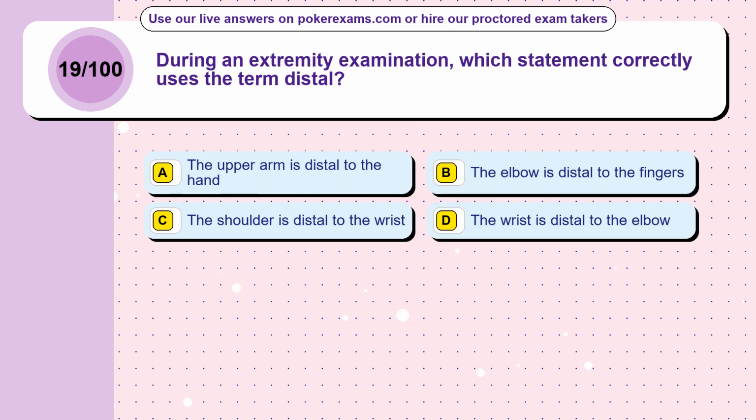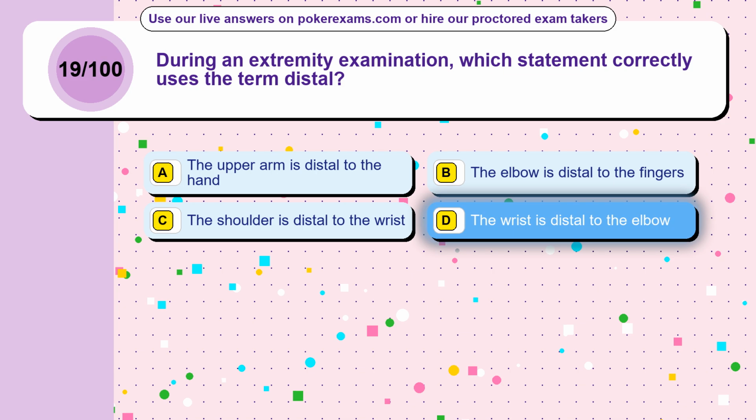Question 19. During an extremity examination, which statement correctly uses the term distal? Option A. The upper arm is distal to the hand. Option B. The elbow is distal to the fingers. Option C. The shoulder is distal to the wrist. Option D. The wrist is distal to the elbow.